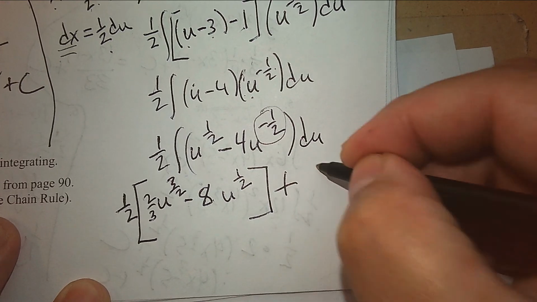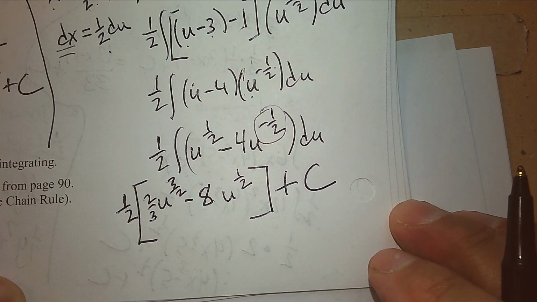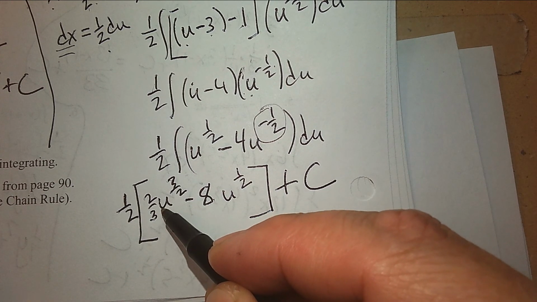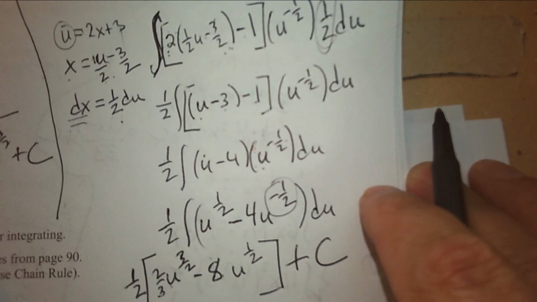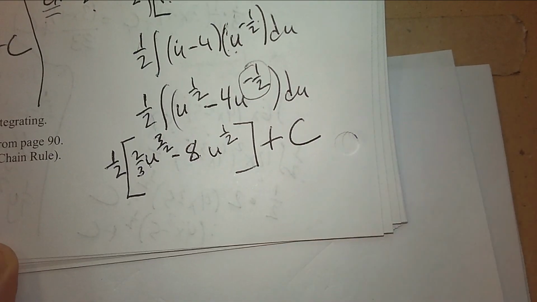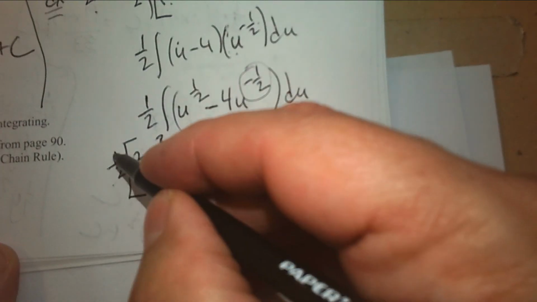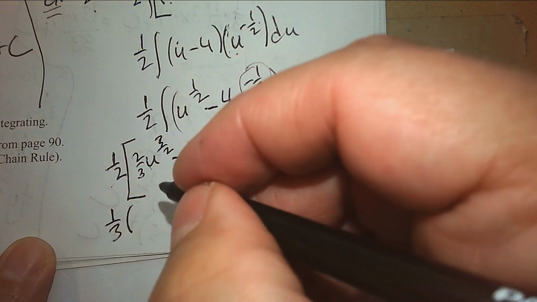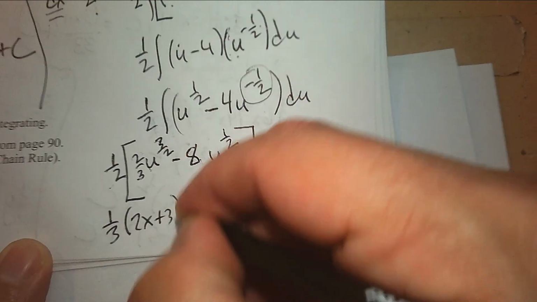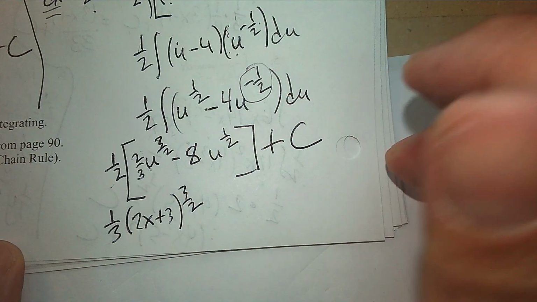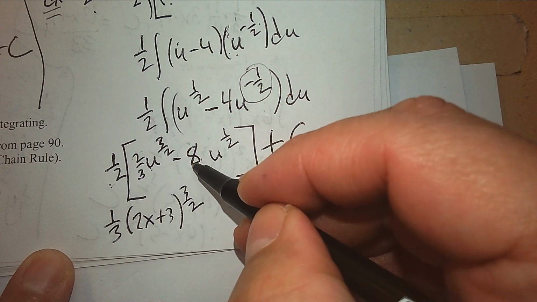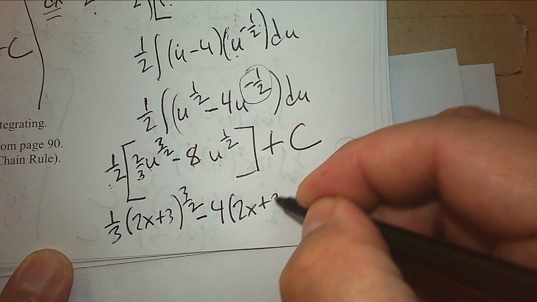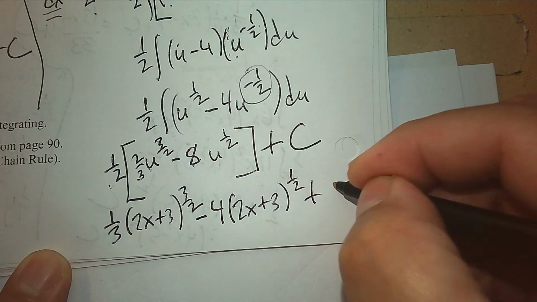And that, of course, at the end you would add the constant. Now, the last step is substitute back in. What does u equal? 2x plus 3. So if I multiply this out, the 1/2 can now distribute. The 2's divide, and I'm left with 1/3. And instead of u, I'm going to put in 2x plus 3 to the exponent 3 over 2. 1/2 times negative 8 is negative 4. And instead of u, I'm going to put in 2x plus 3 to the exponent 1/2, and then the constant.